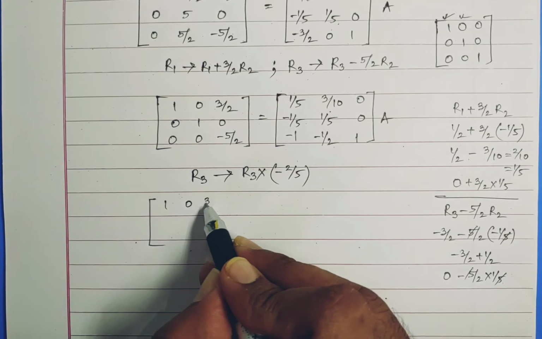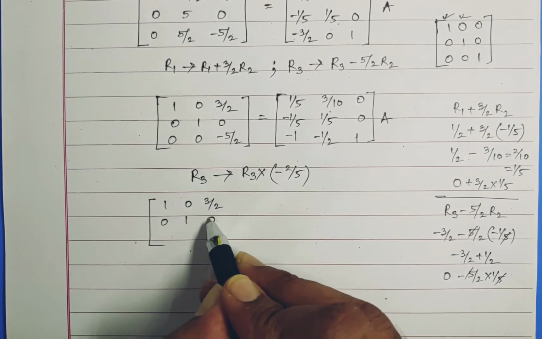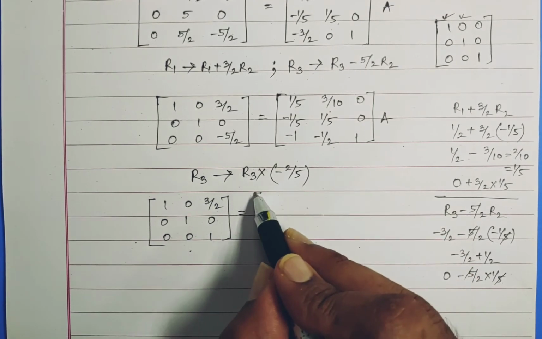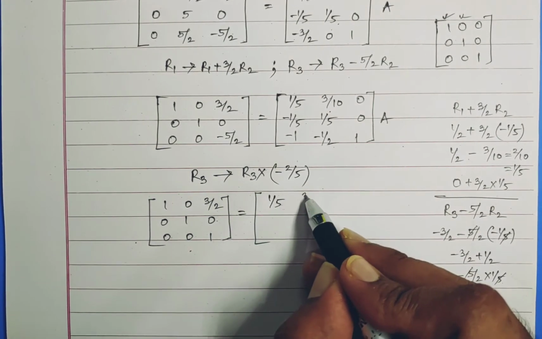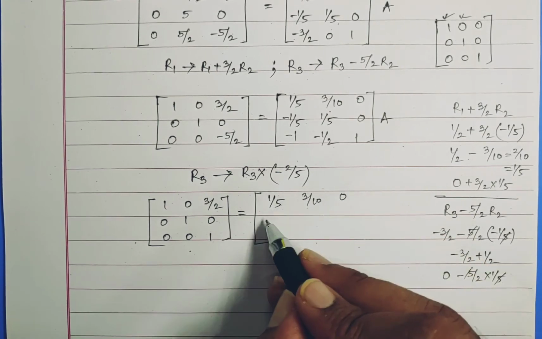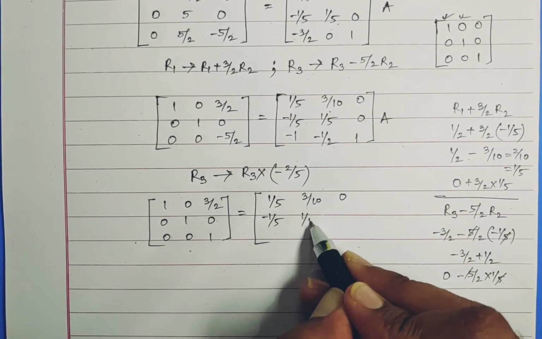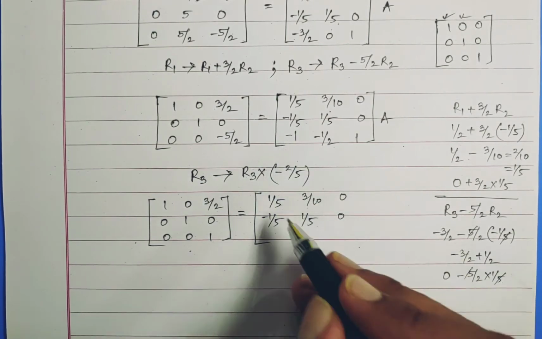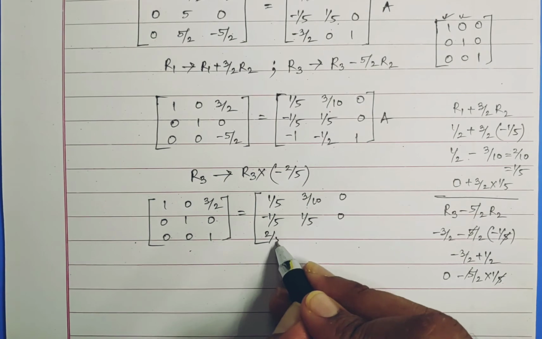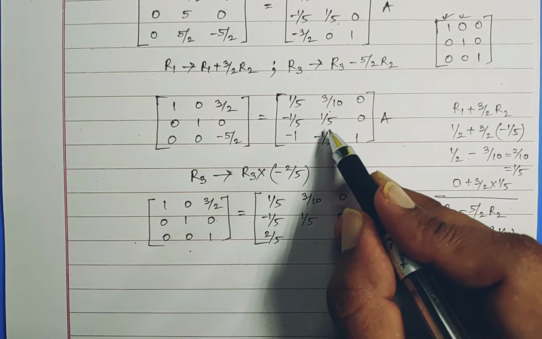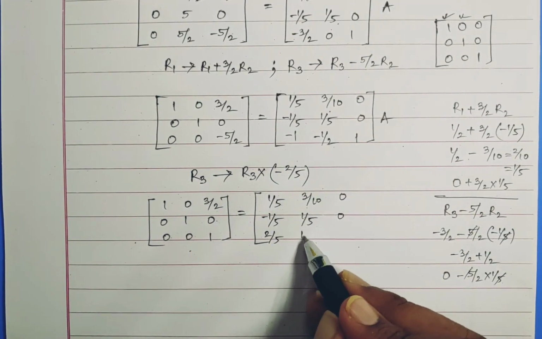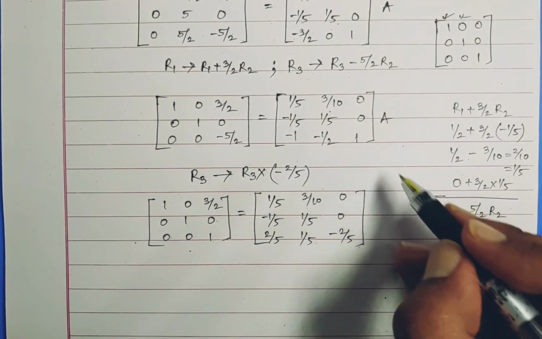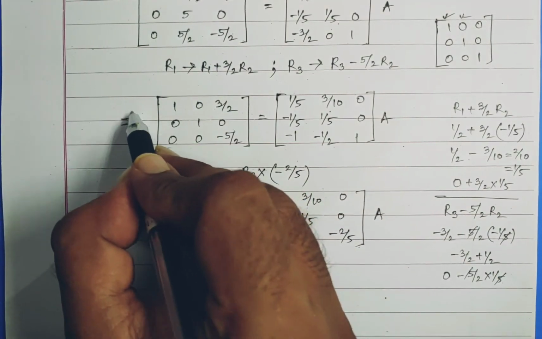1, 0, 3 by 2, 0, 1, 0, 0, 0, 1. Okay, and that is equal to what? 1 by 5, 3 by 10, 0, minus 1 by 5, 1 by 5, 0. Then this one into minus 2 by 5. Look at here. So minus 1 becomes plus. So it becomes plus 2 by 5. This one becomes what? 2 2 gets cancelled. Minus minus becomes plus. So it is 1 by 5. And this one becomes minus 2 by 5. This is what we get. And A. Don't forget to write A. Achha, this sign we need to write.